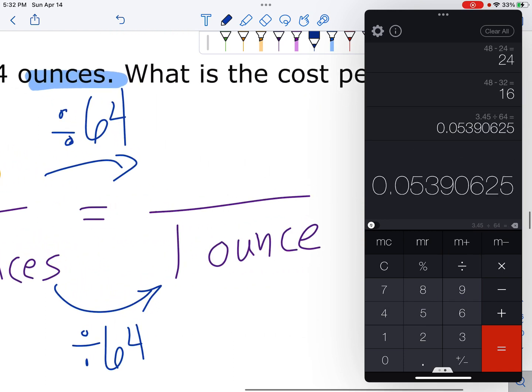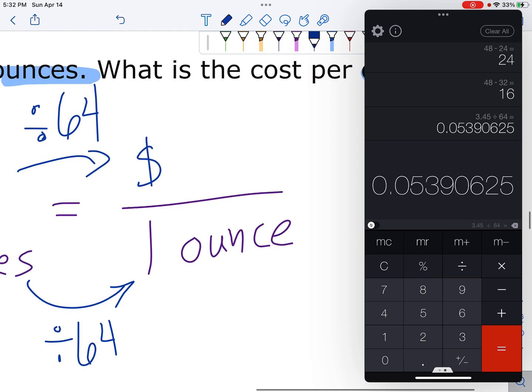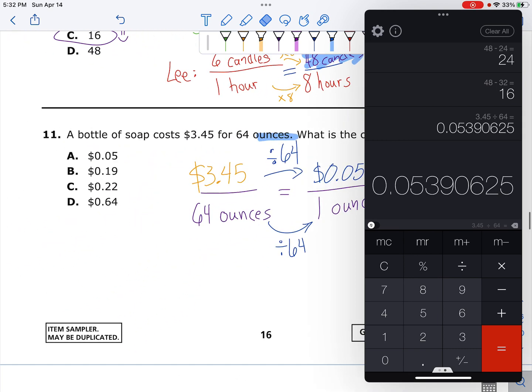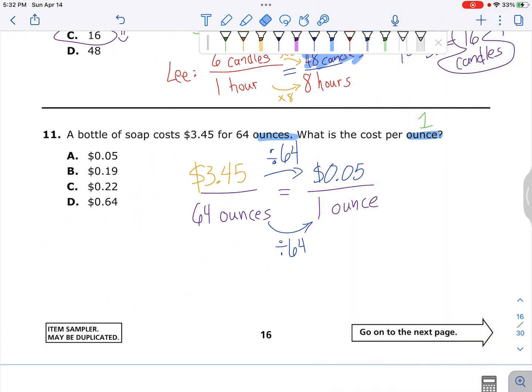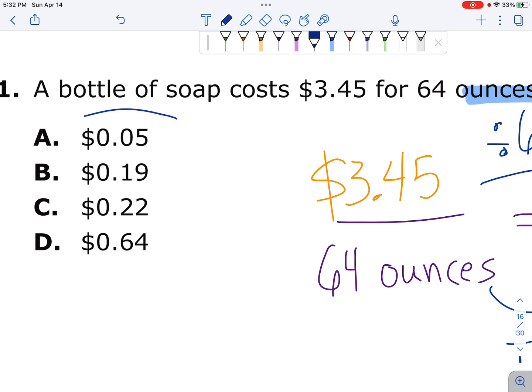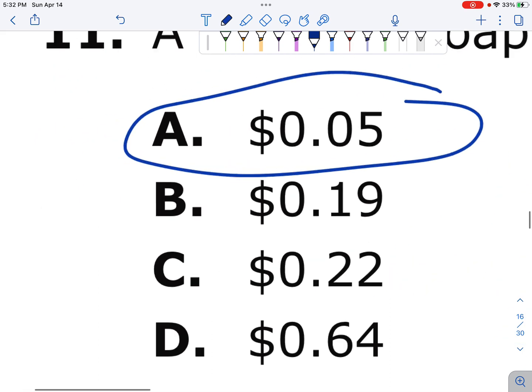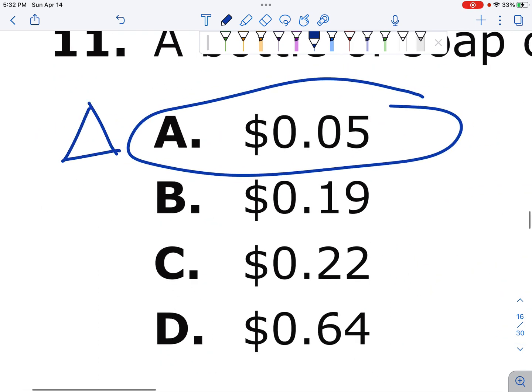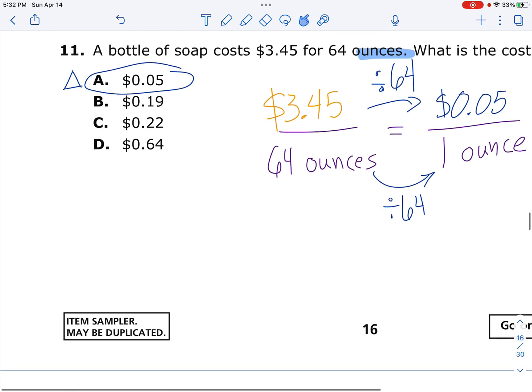Right? If this is money, then we'll say $0.05, because a 3 is less than 5, so we won't round up. It's about 5 cents per ounce. That's A. And in front of A, I want you to write a triangle. Cool, that one was pretty quick.